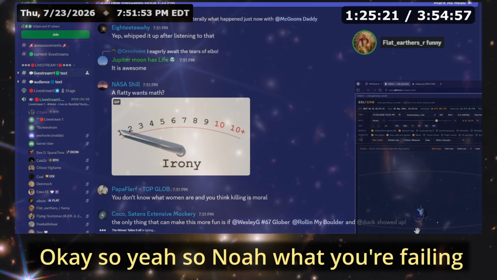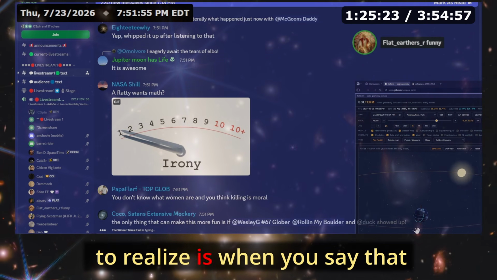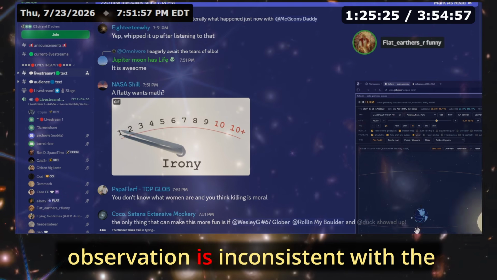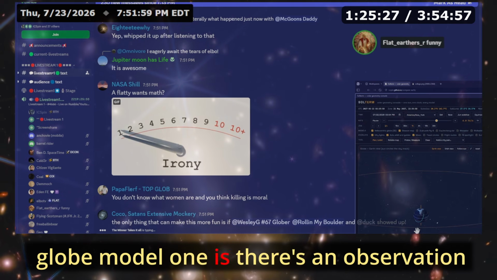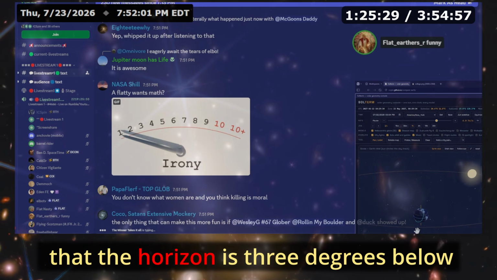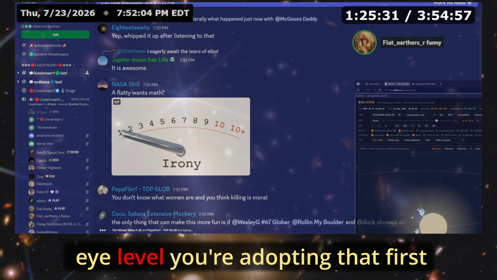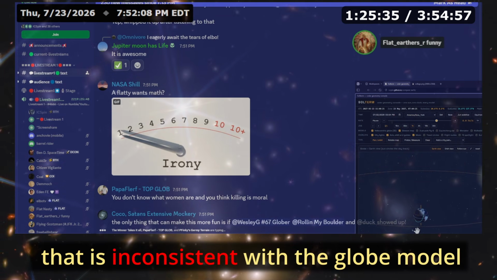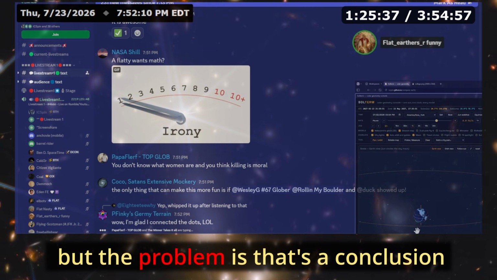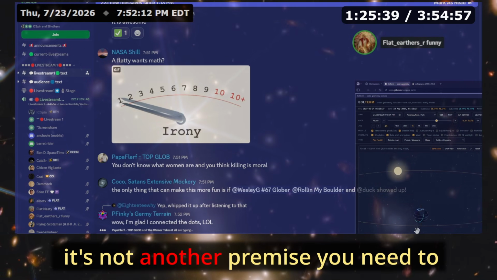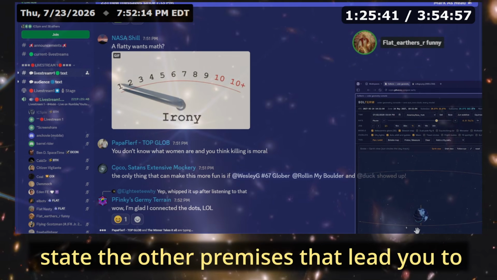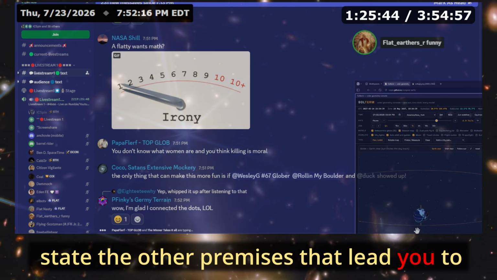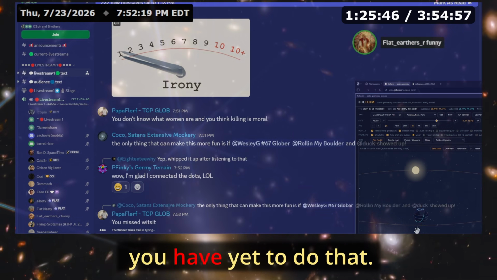Okay, so Noah, what you're failing to realize is when you say that observation is inconsistent with the globe model, one is there's an observation that the horizon is 3 degrees below eye level. You're adopting that first premise, and then your second premise is that it is inconsistent with the globe model. But the problem is that's a conclusion. It's not another premise. You need to state the other premises that lead you to that conclusion. You have yet to do that.